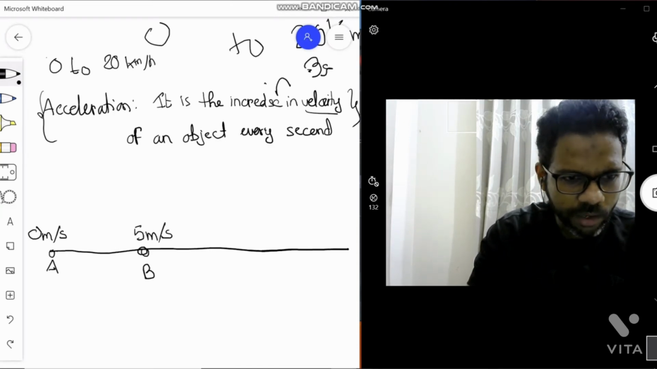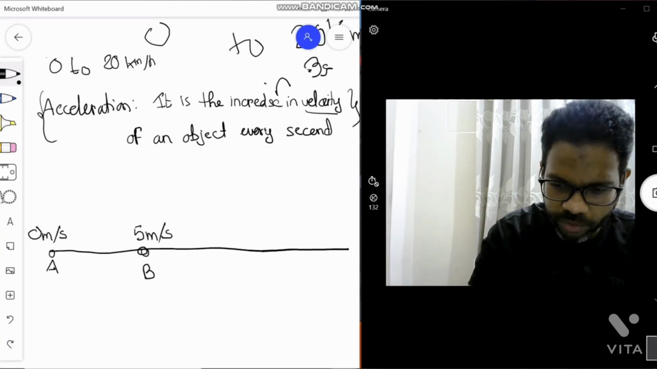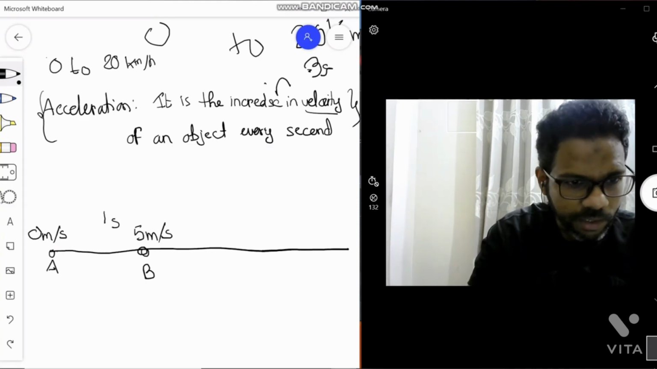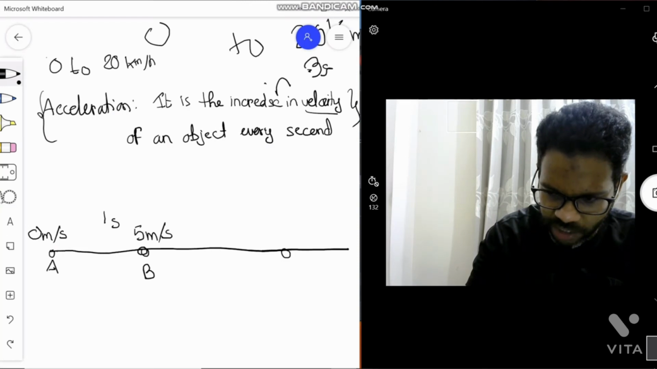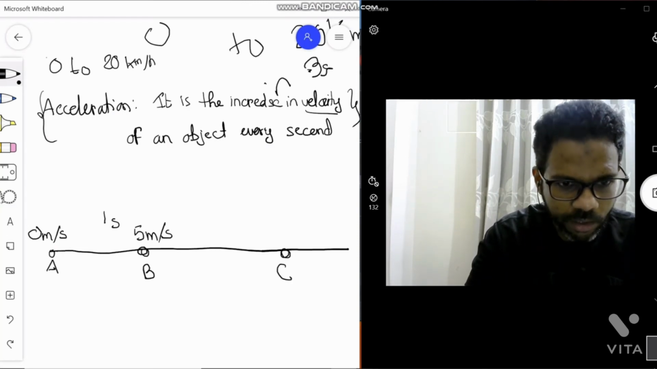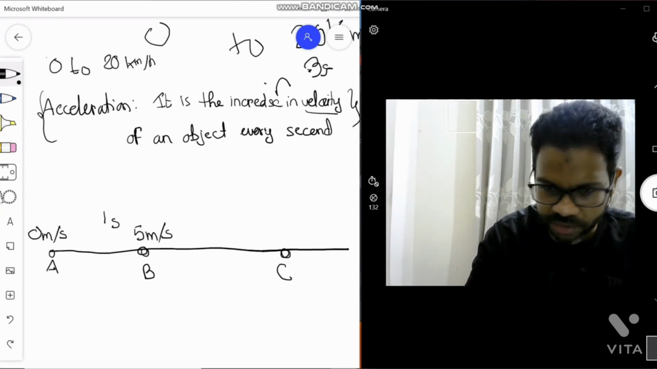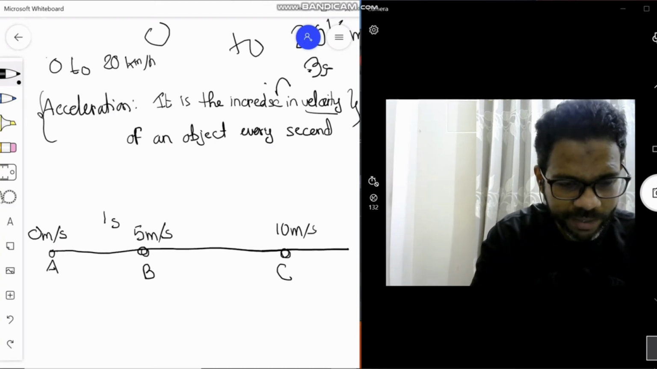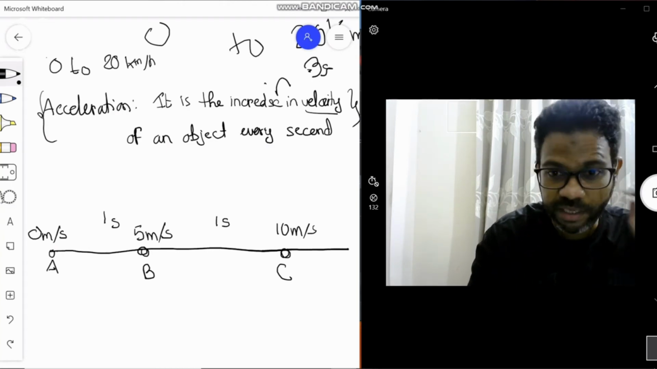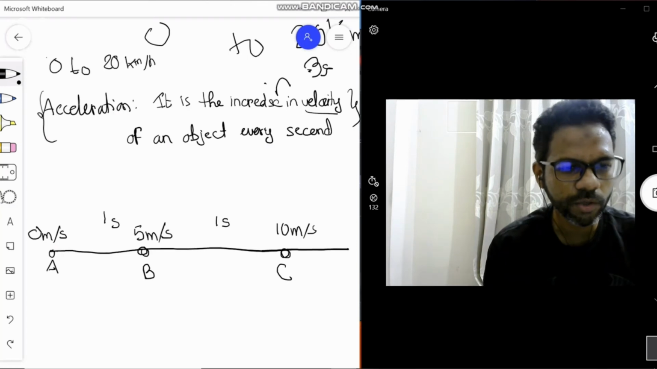Okay, so how much time did it take to go from here to here? It took 1 second. Now let us say after another 1 second the object has traveled another distance, and now it is at C, and the object's velocity at C is somewhere around 10 meters per second. It's not the same as before. So from B to C, another 1 second has passed. In total, it has traveled for 2 seconds.